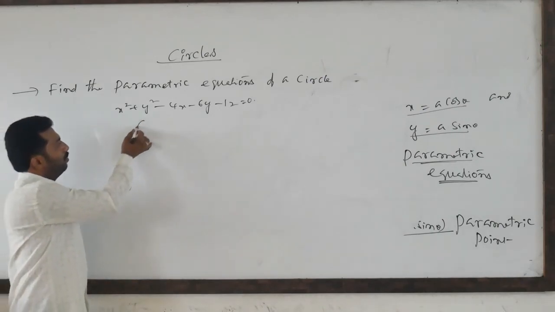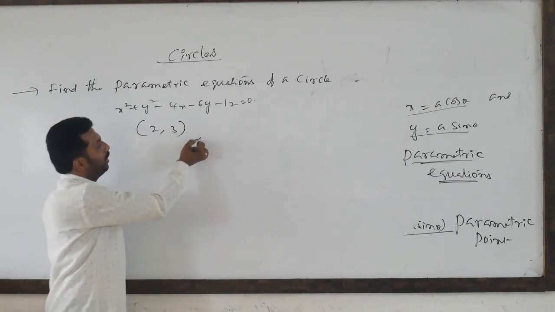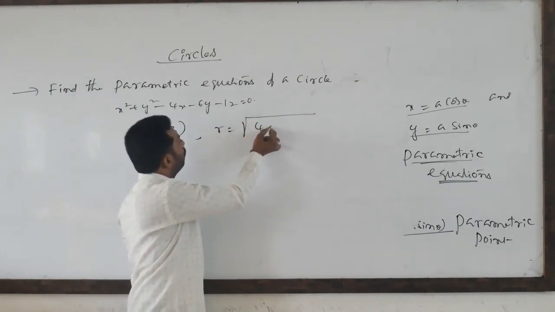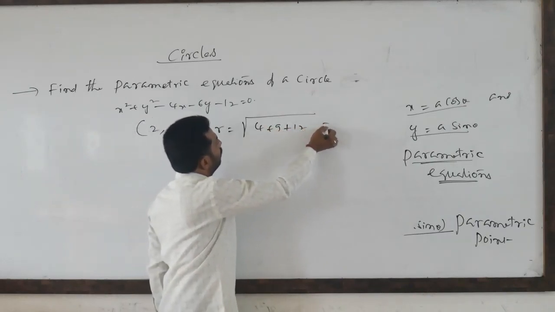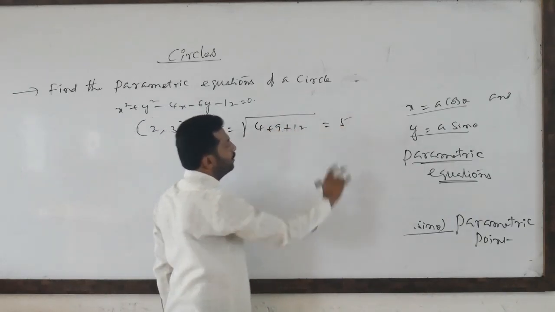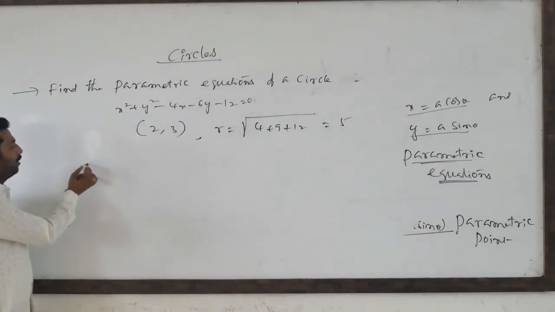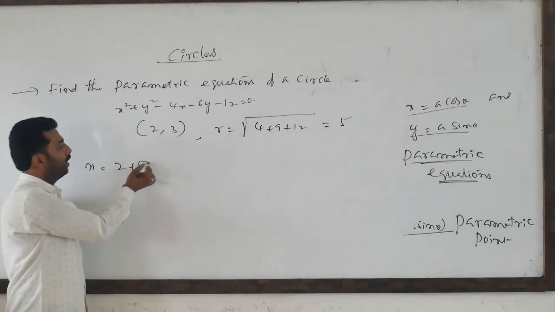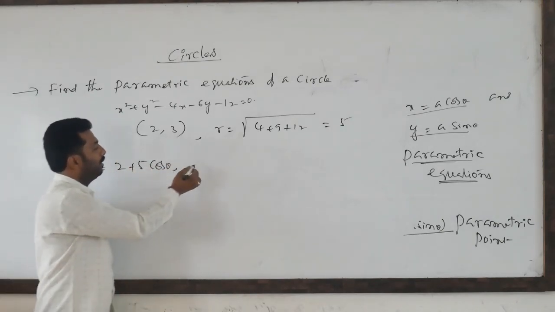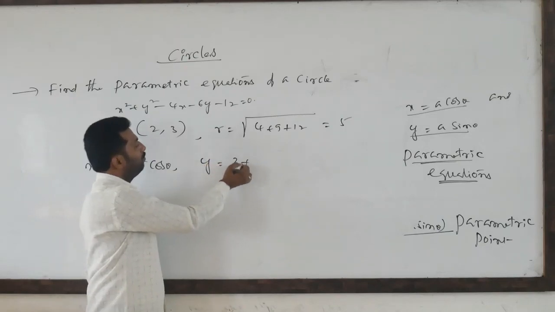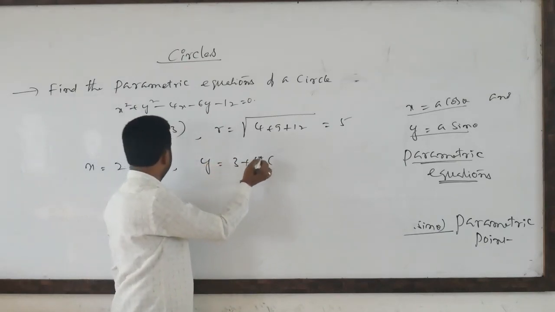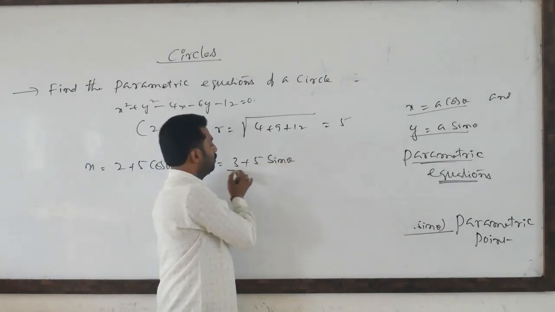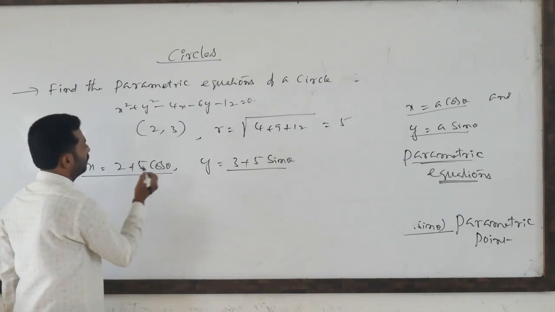First, the center. What is the center? 2, 3. Radius, you tell me the radius. This is 4 plus 9 plus 12, nothing but 25. So the radius is 5. What are the parametric equations? x equals 2 plus radius 5 into cos theta. y equals 3 plus radius into sin theta. So these are the parametric equations.